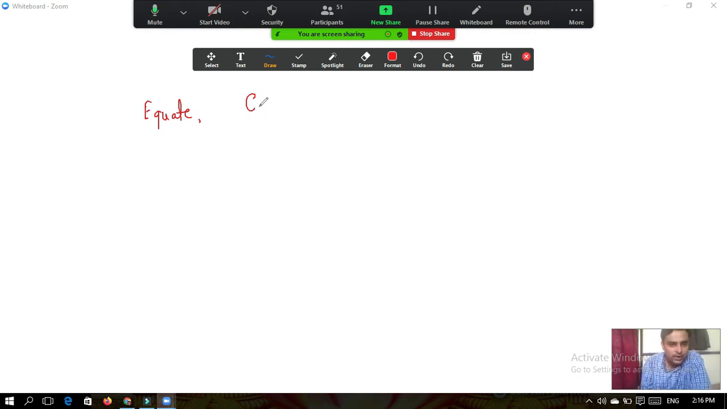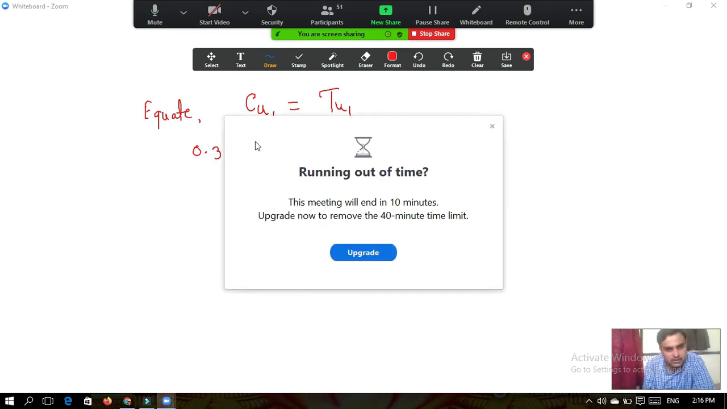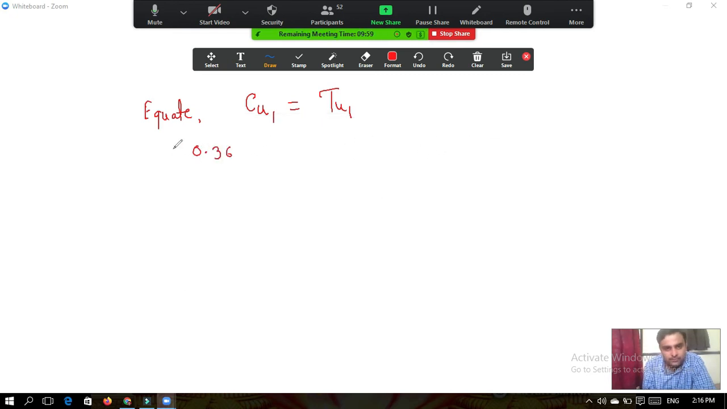So now equate CU1 is equal to TU1. Now if I equate CU1 and TU1, what is the formula for CU1? The formula for CU1 is 0.36 FCK B into XU. This is the formula for CU1. What is the formula for TU1? 0.87 FY into AST1. This is the formula for TU1.